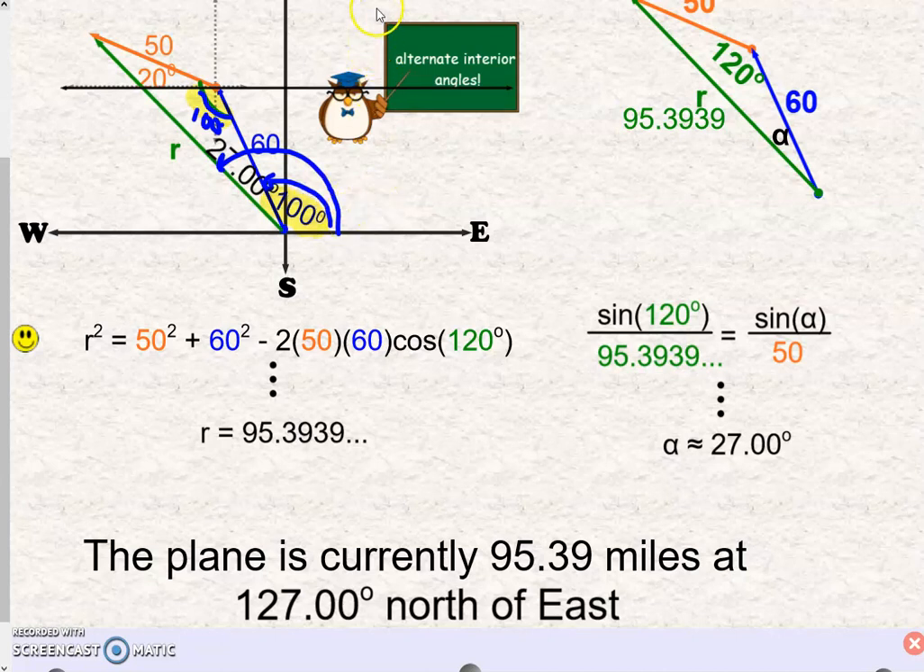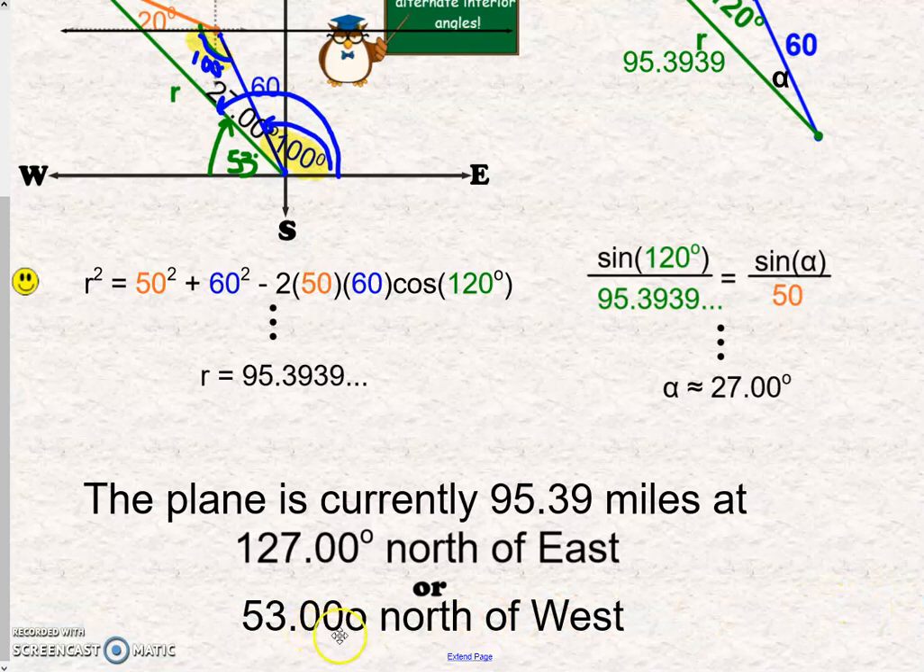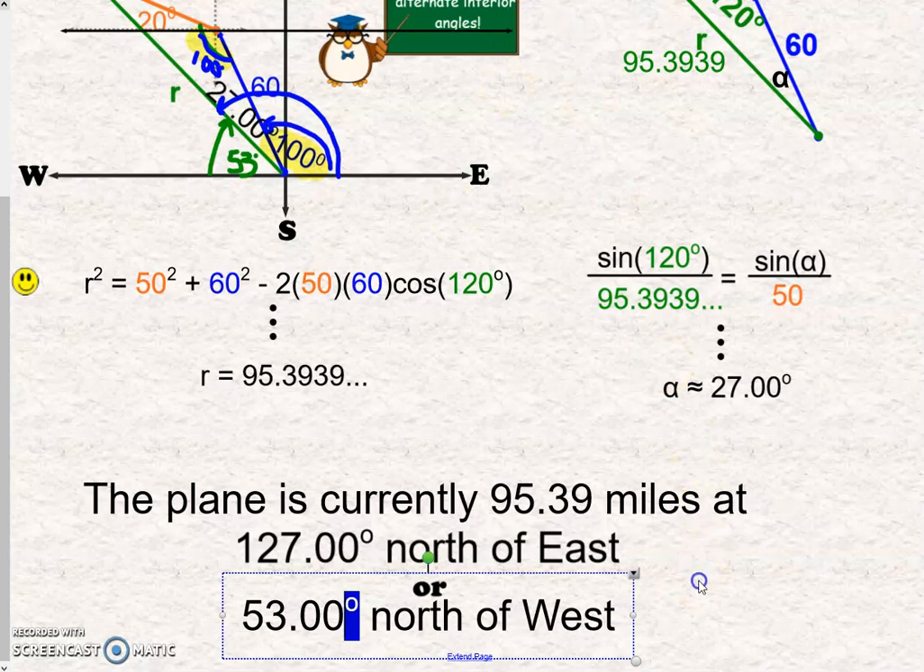But you also could approach where this angle is by using west. This angle right here is, let's see, it's not 100, it's not 27. I'm going to argue that that angle is 53 degrees, and I'm going to let you figure out why it's 53 degrees. So we could say, instead of 127 degrees north of east, that it's 53 degrees, oops, little typo, north of west.